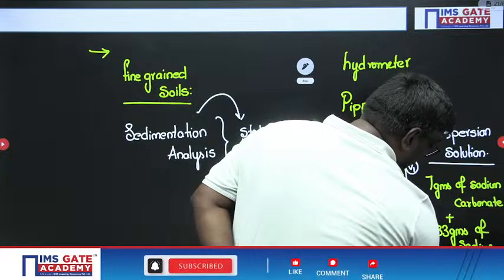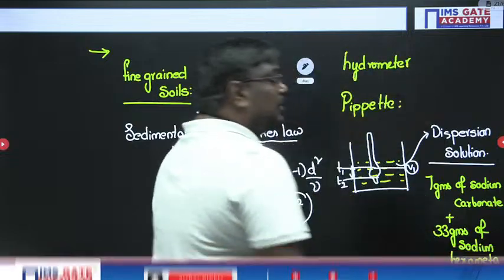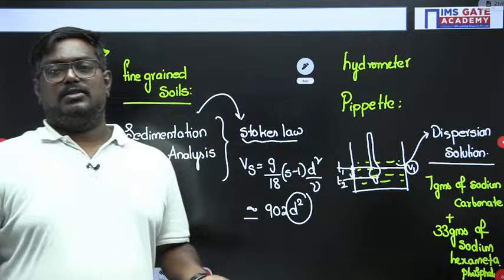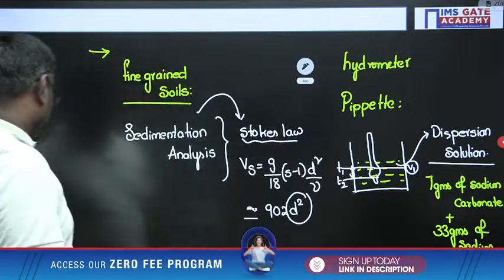The procedure will be the same for the hydrometer, but in the hydrometer method, my dear students, you should understand that corrections are important. Meniscus correction is always positive, dispersion agent correction is always negative. So, the hydrometer method you should know.